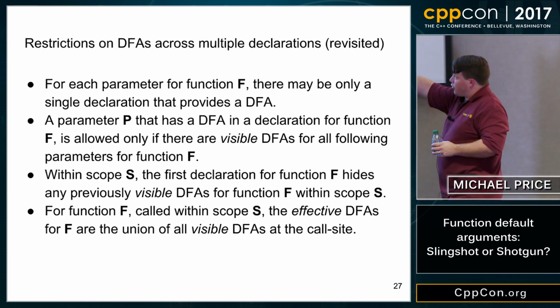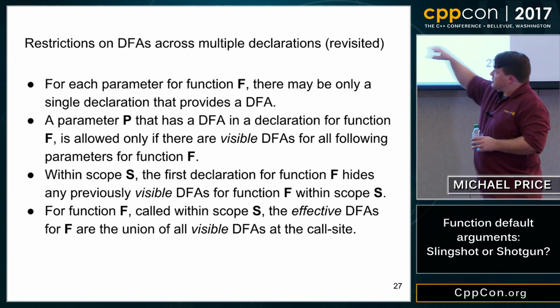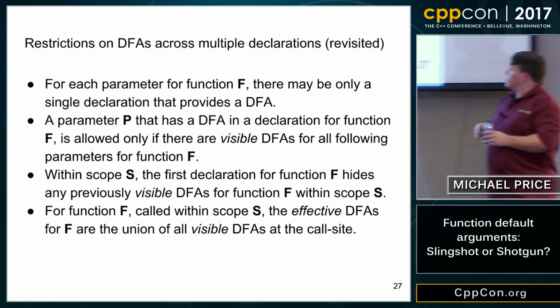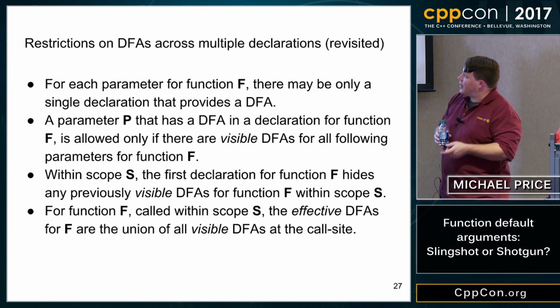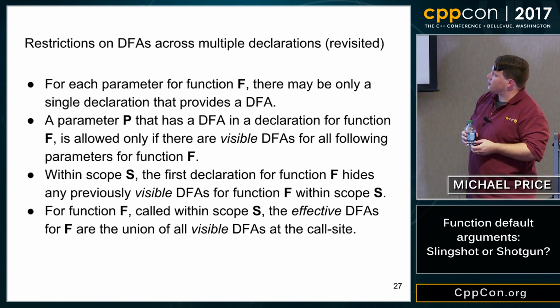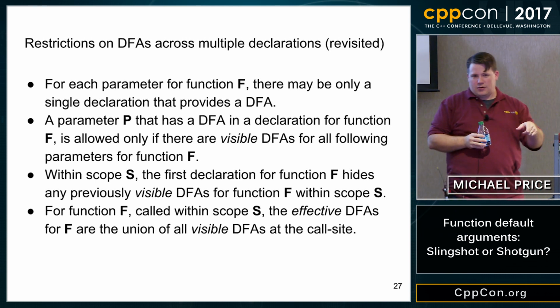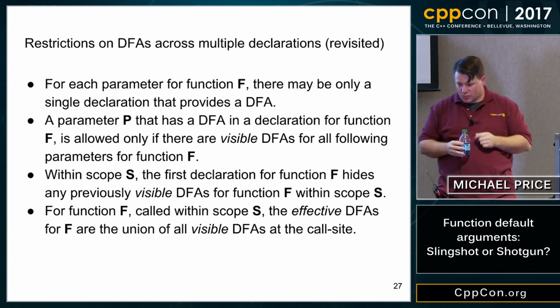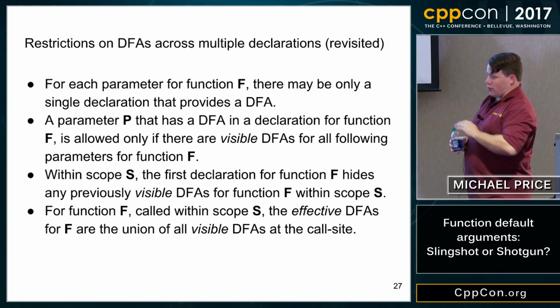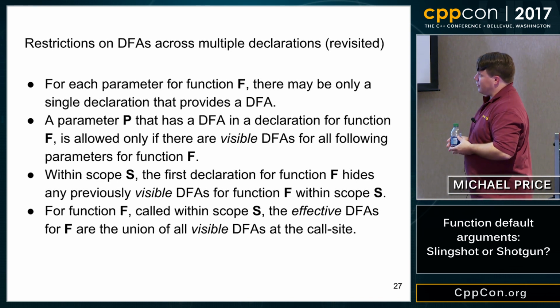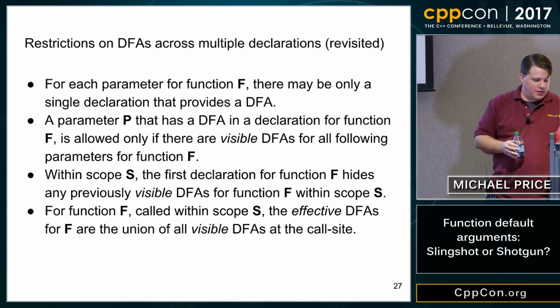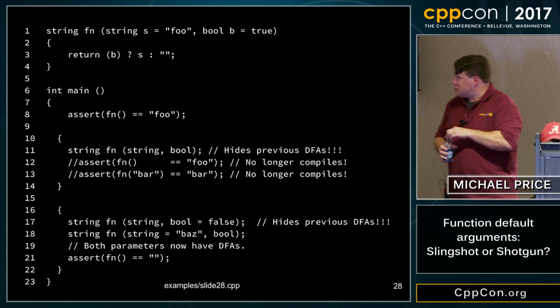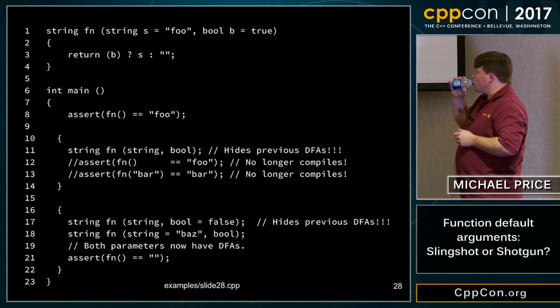So now there's an extra third bullet point. Within scope S, the first declaration for function f hides any previous visible default function arguments for function f within scope S. It's only active within that scope. There's an example that will clarify this in just a second. Probably terrify you too. So, okay, I'll let you look at this for just a second.